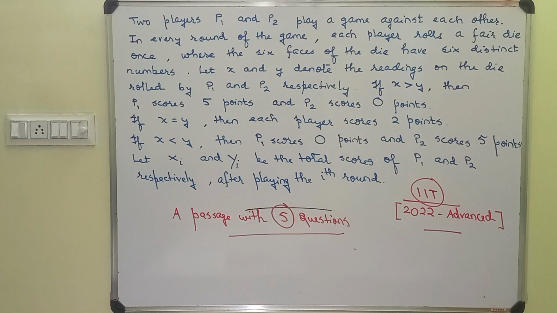This is a question from 2022 IIT Advanced. This question is on players. There are two players, P1 and P2, playing a game against each other, and in every round of the game, each player rolls a fair die. You read this question in detail on your own. Keep this particular question noted in your notebook, and then we can proceed with the solution.